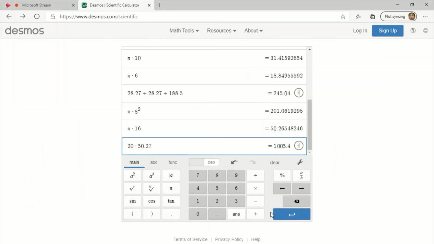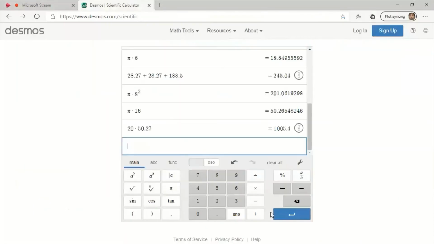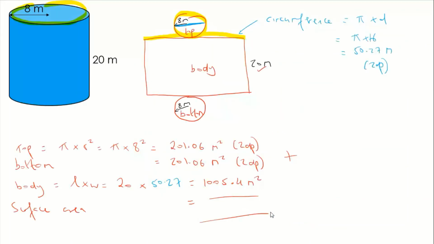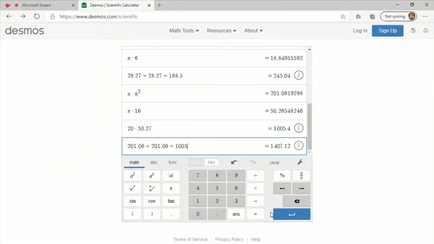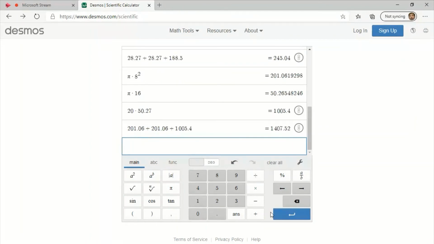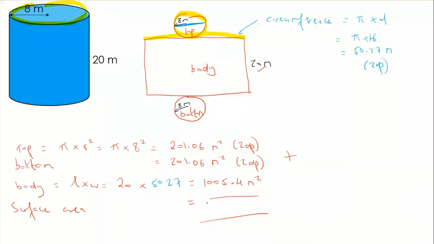Okay, so I've got to do 201.06 plus 201.06 plus 1005.4, which is 1407.52. Yep, 1407.52. This time round, meters squared.